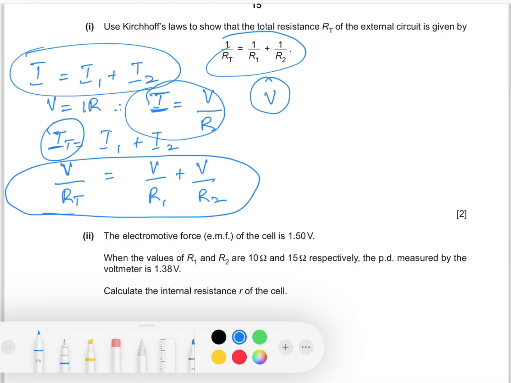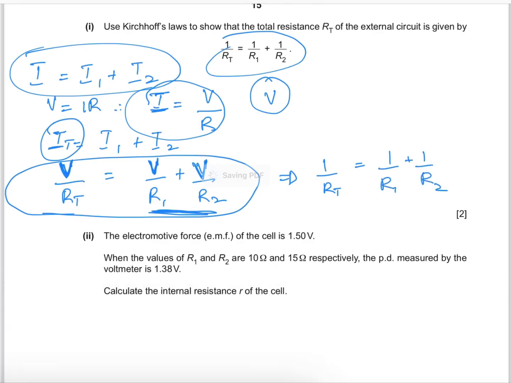The reason I have used V for all of the resistors is because R1 and R2 are connected in parallel, so they'll have the same value of potential difference. And because there is no other electrical component in the circuit, that means the value of terminal potential difference or the total potential difference applied to the circuit is also going to be V. So following this, you can divide both sides of the equation by V, which leads you to concluding that the inverse of total resistance is equal to the sum of the inverse of R1 and R2.